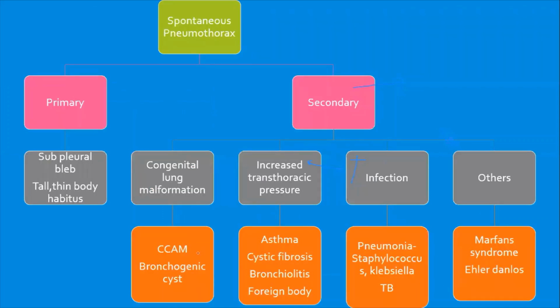What about spontaneous pneumothorax? Spontaneous pneumothorax can be divided into primary and secondary, depending on whether there is an underlying cause or not. In primary, a patient who has a subpleural bleb is prone to pneumothorax because the bleb can rupture into the pleural space. Tall, thin body habitus.